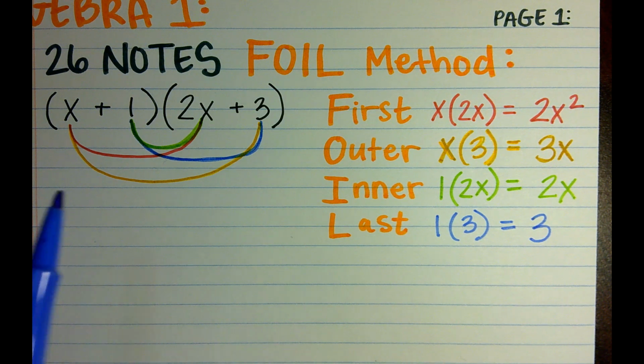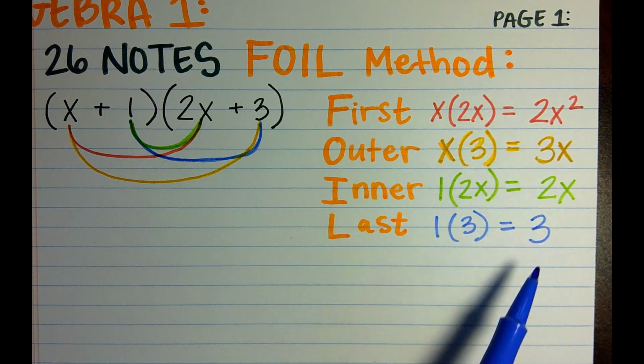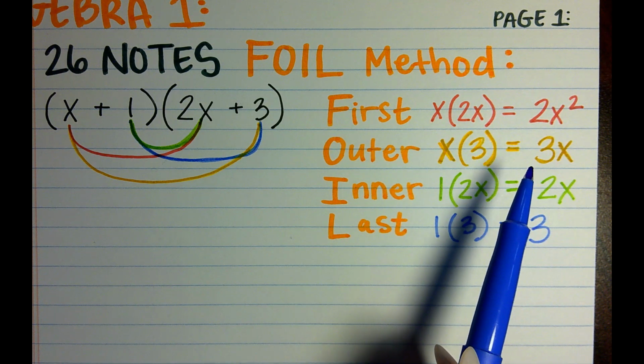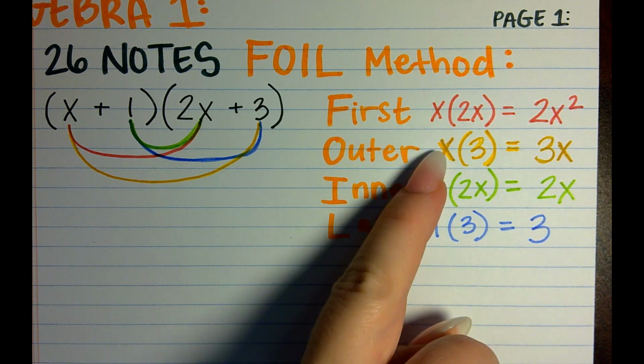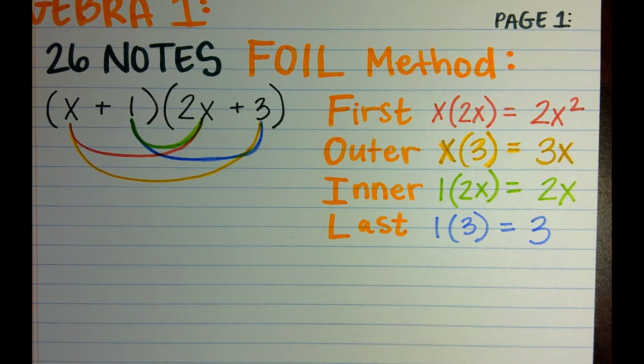So now we have a list of 4 different terms here: 2x squared, 3x, 2x, and 3. Now, whenever we use the FOIL method in the future to multiply different terms and different expressions like this, it'll go a little bit quicker as we're not necessarily listing out all of the multiplication problems and all of that. But since this is our first example, I did want to go through it slowly.